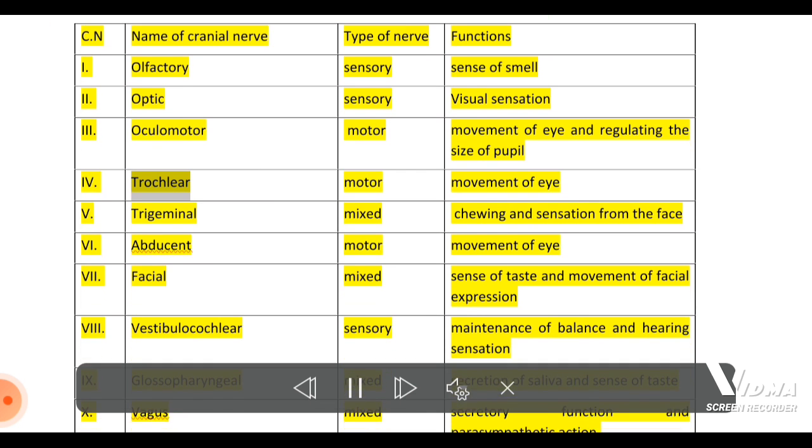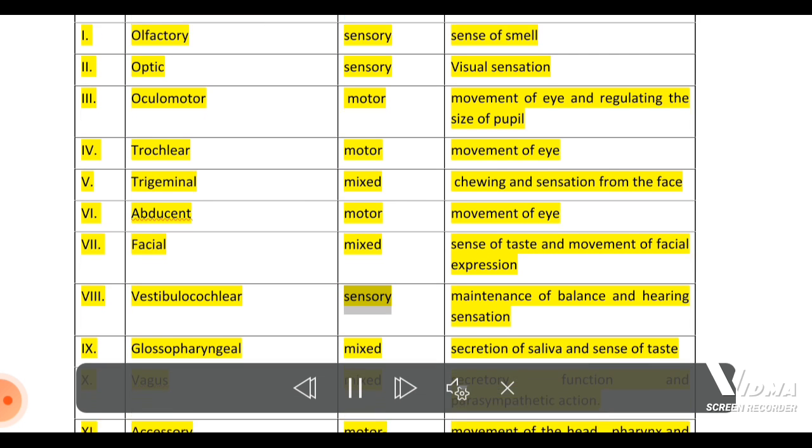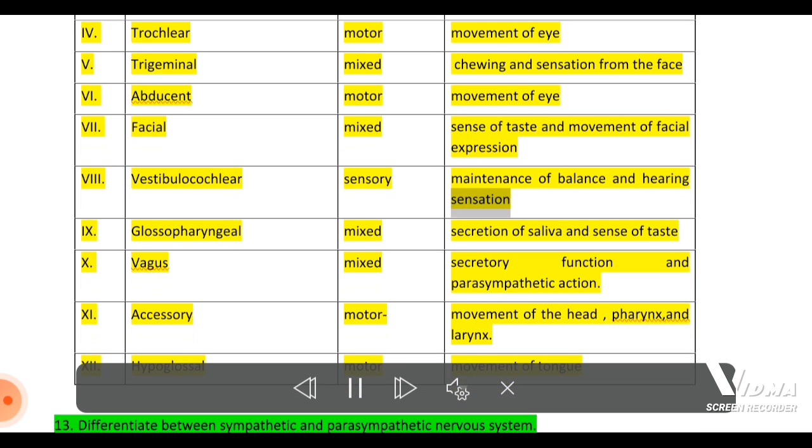IV. Trochlear. Motor. Movement of eye. V. Trigeminal. Mixed. Chewing and sensation from the face. VI. Abducent. Motor. Movement of eye. 7. Facial. Mixed. Sense of taste and movement of facial expression. 8. Vestibulocochlear. Sensory. Maintenance of balance and hearing sensation.